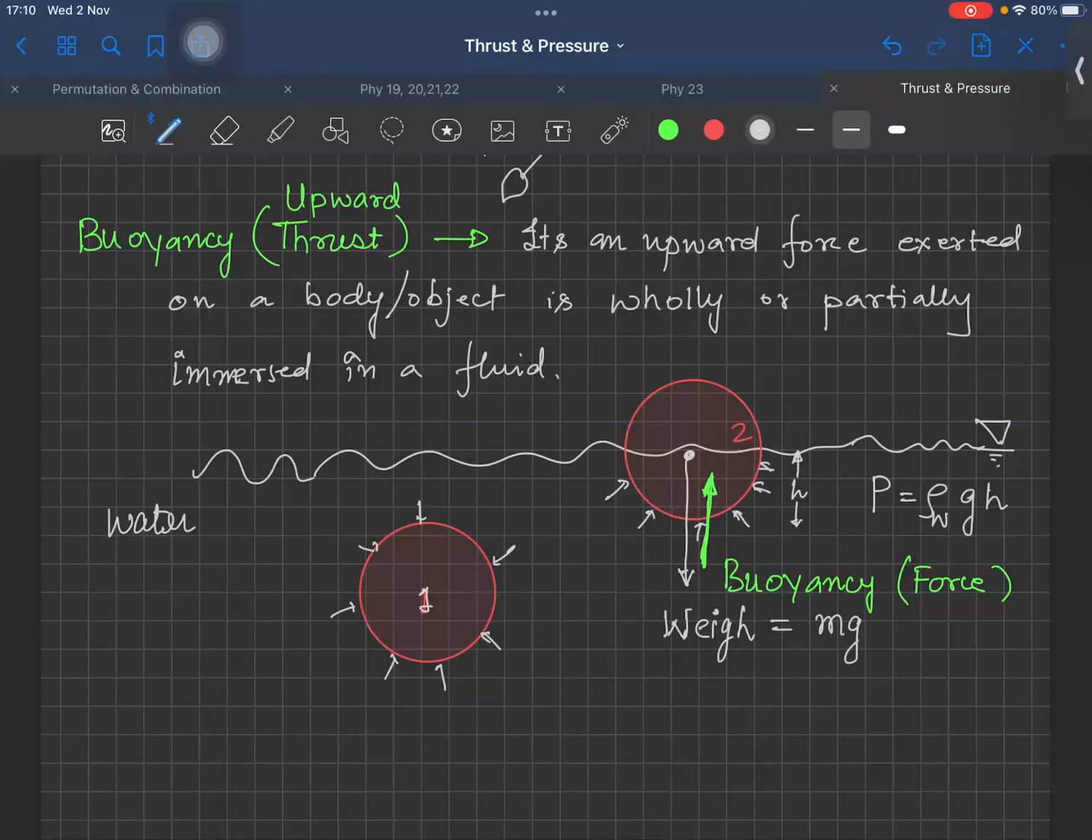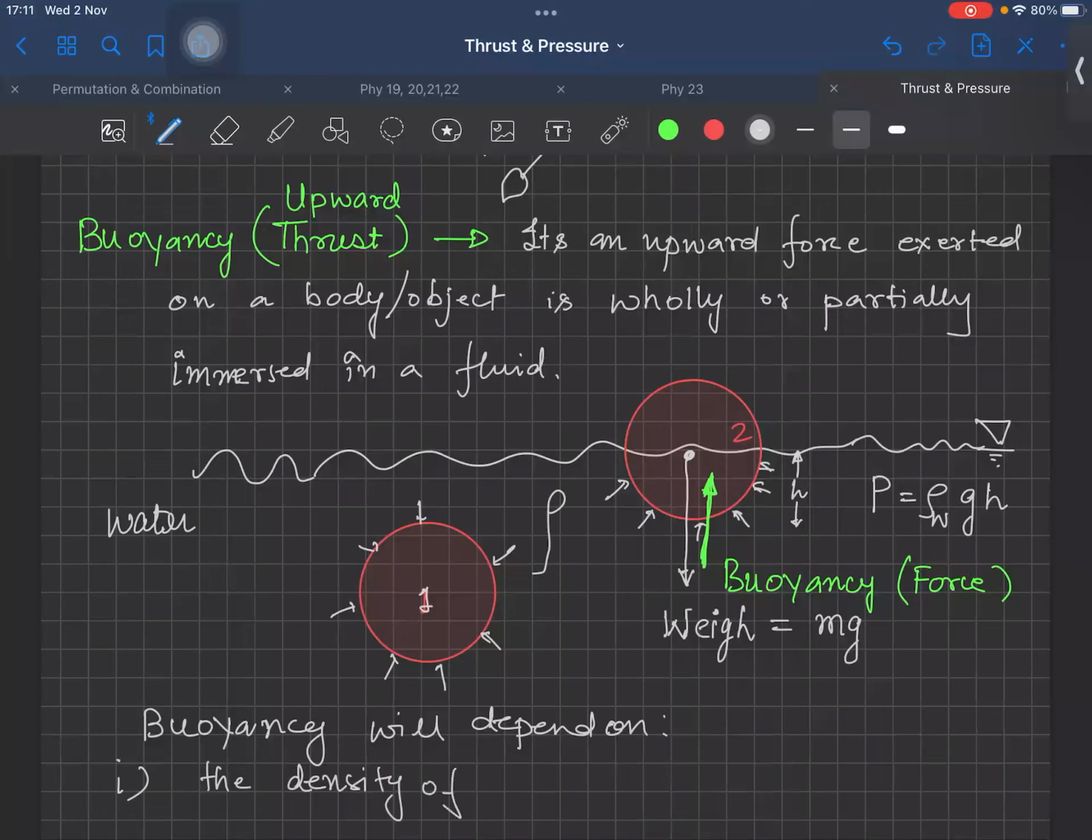So on what factors will buoyancy depend? Buoyancy will depend on, number one, the density of the fluid. This is the fluid, and the fluid has density rho, so it will depend on the density of fluid. Number two, mass of the object.